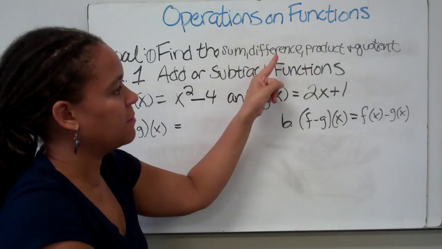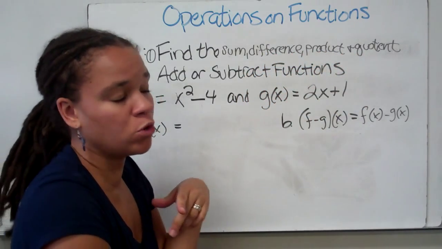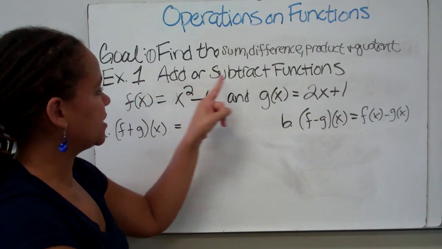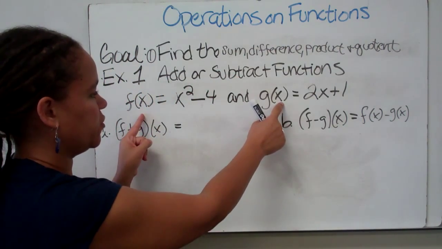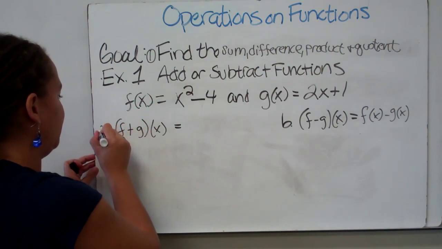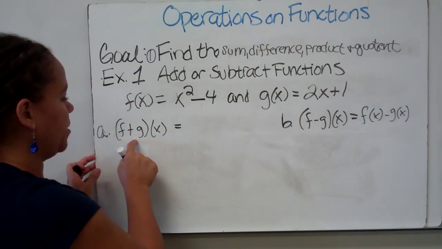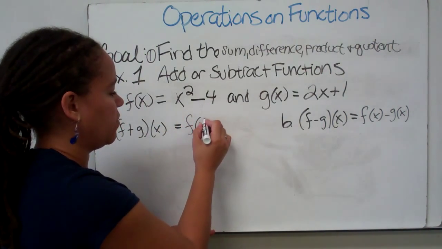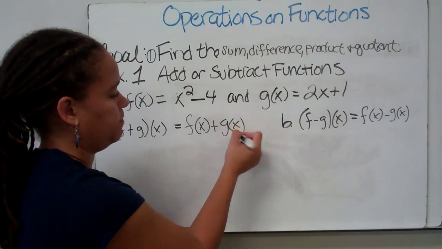We're going to find the sum, difference, product, and quotient of these functions: add, subtract, multiply, and divide. So first, let's add or subtract. We have two functions, f of x and g of x, and I want to add them. For a, I want to take f plus g of x. So that means take each function and add them together. So f of x plus g of x.